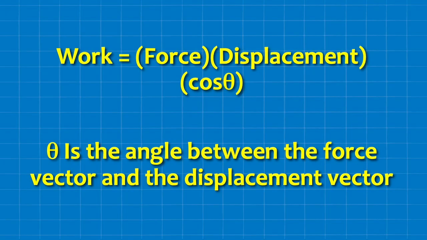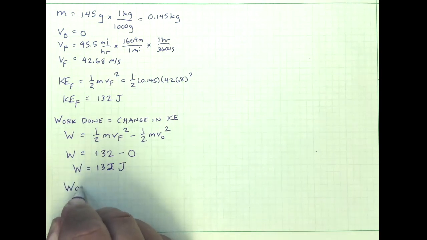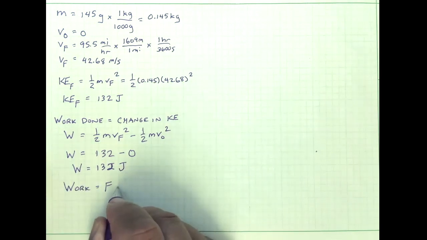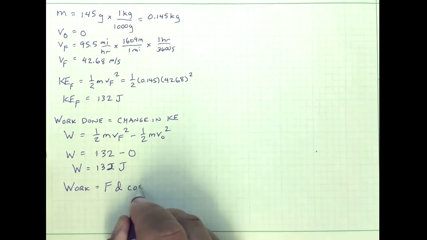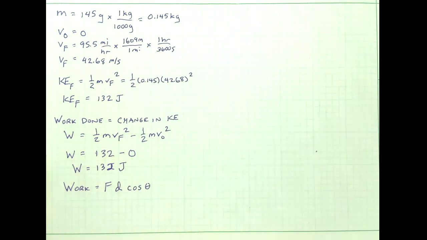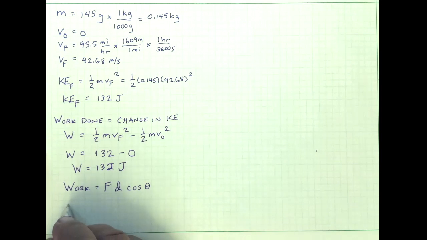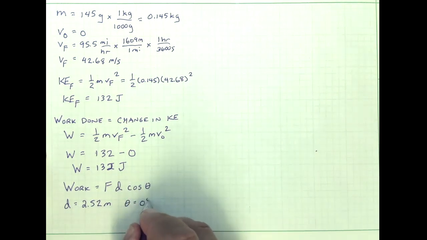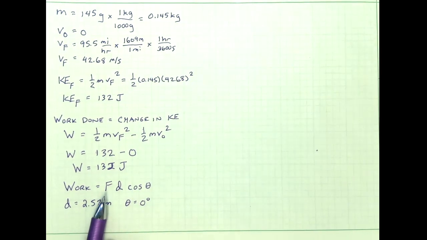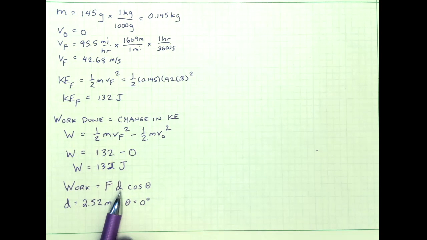We are then asked what force does the pitcher apply to the ball. For that, we can utilize the definition of work. Work is the force we apply multiplied by the displacement multiplied by the cosine of the angle between the force and the displacement. And for this problem, the distance is going to be 2.52 meters. And the angle theta, in this case, is going to be 0 degrees, because the force is going to be exerted in the same direction as the ball's displacement. So this angle theta is going to be 0.